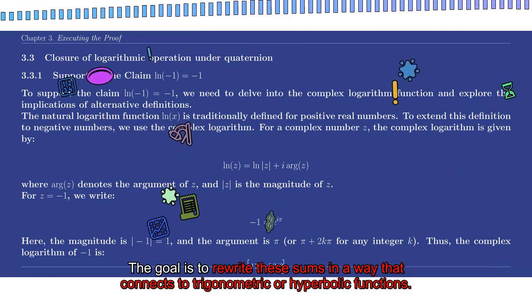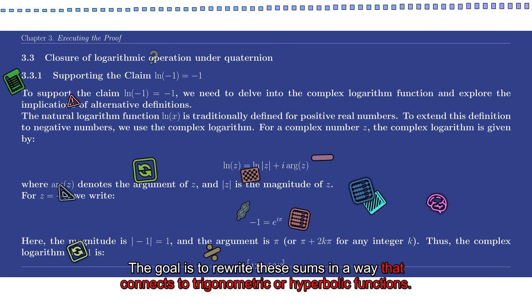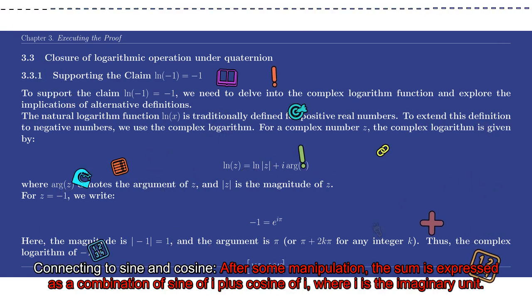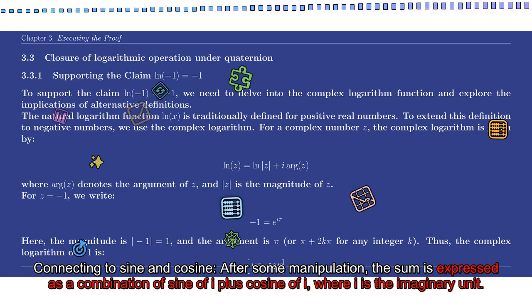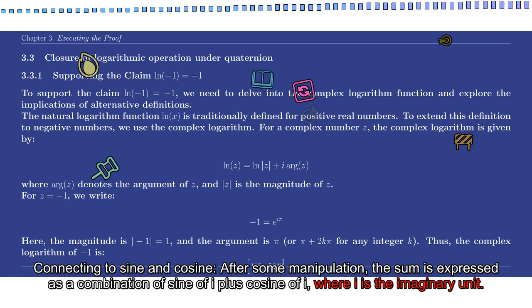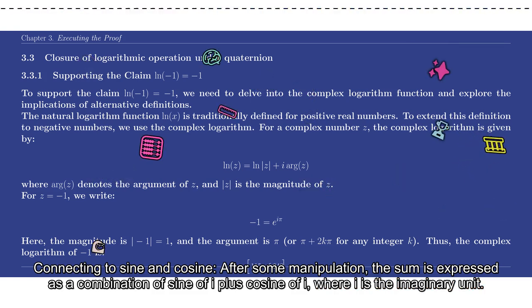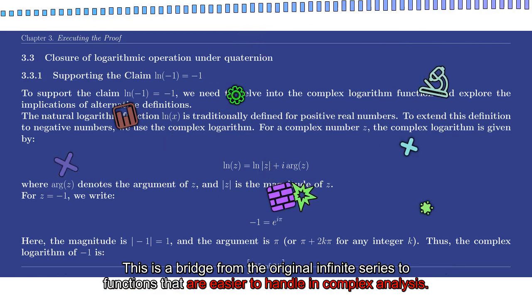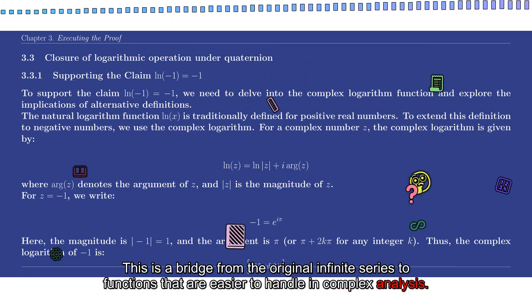The goal is to rewrite these sums in a way that connects to trigonometric or hyperbolic functions, connecting to sine and cosine. After some manipulation, the sum is expressed as a combination of sine of i plus cosine of i, where i is the imaginary unit. This is a bridge from the original infinite series to functions that are easier to handle in complex analysis.